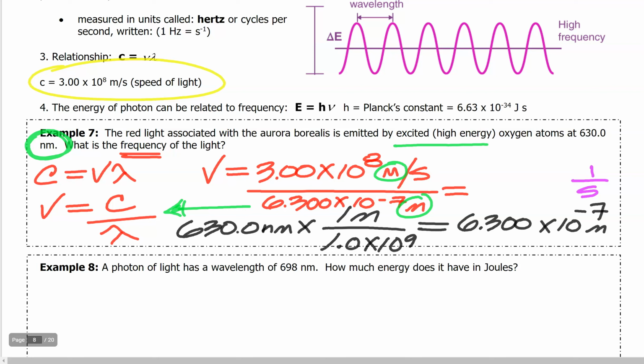3.00 times 10 to the 8th, and then divided by 6.300 times 10 to the negative 7th. And you're going to get 4.7619, etc., times 10 to the 14th. Probably should go to 4 sig figs, because the 10 to the 9th is actually a conversion factor. So we'll go to 4 sig figs, and with 4 sig figs, we're going to go with 4.762 times 10 to the 14th. So kind of a big number, but basically what that means is that a lot of them are going to be going by in a second, and so that's why you have the large frequency. So, all right, now we've got example 8. So try that here in a second.